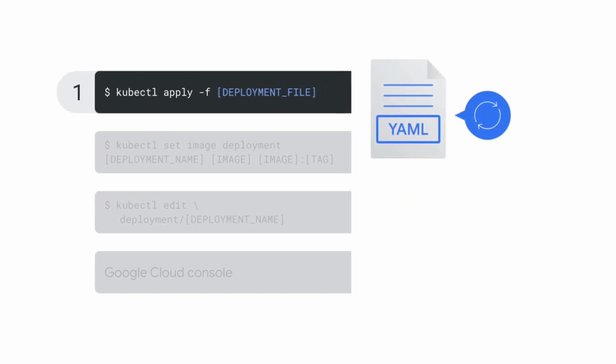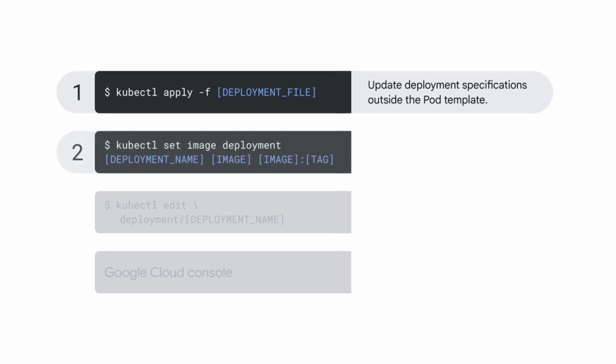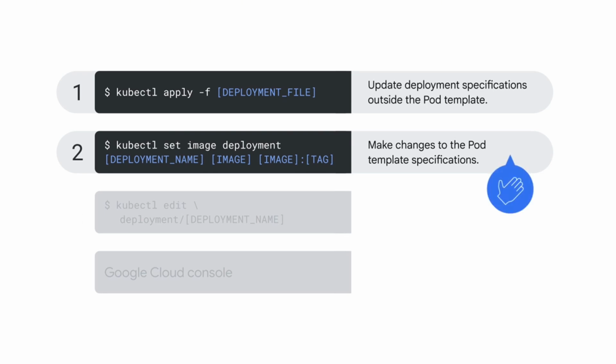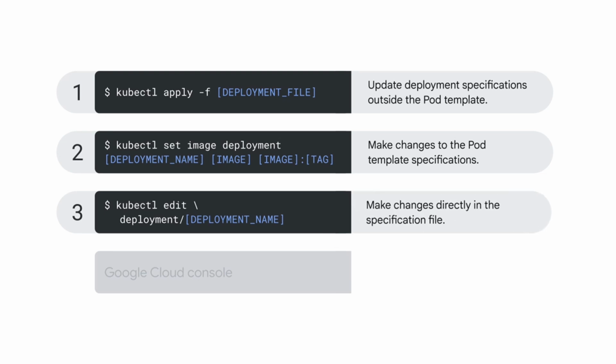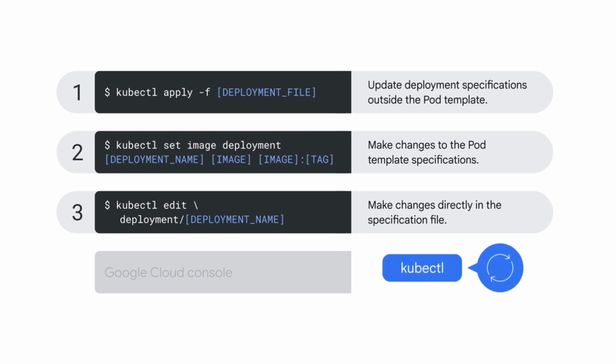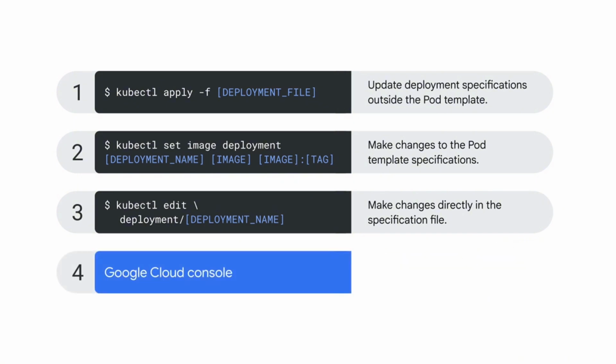The first option is to use the kubectl apply command with an updated deployment specification YAML file. This command lets you update deployment specifications, such as the number of replicas, outside the pod template. The next option is the kubectl set command, which lets you make changes to pod template specifications like the image, resources, or selector values. Next is the kubectl edit command, which lets you make changes directly in the specification file. Vim, which is an open source, screen-based text editor, can be used to open the file. After you save your changes, kubectl will automatically apply the updates. And finally, you can also update deployments by using the Google Cloud Console.